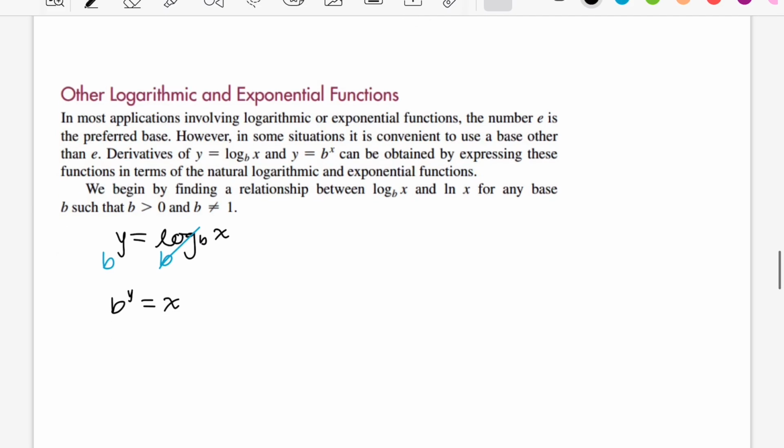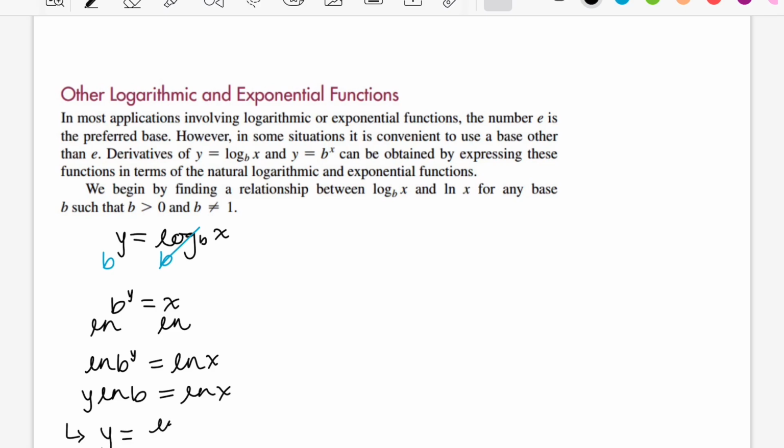All right. Then if we take the natural log on both sides, we get ln b to the power y is equal to ln x. Using our property that this power can come down in front, we get y ln b is equal to ln x. And then solving for y, dividing by ln b on both sides, we get y is equal to ln x over ln b.